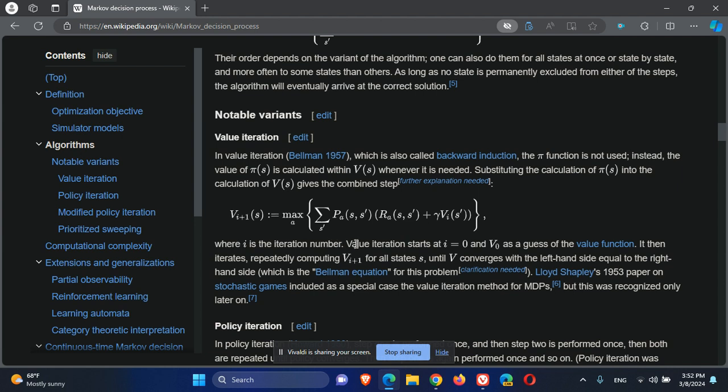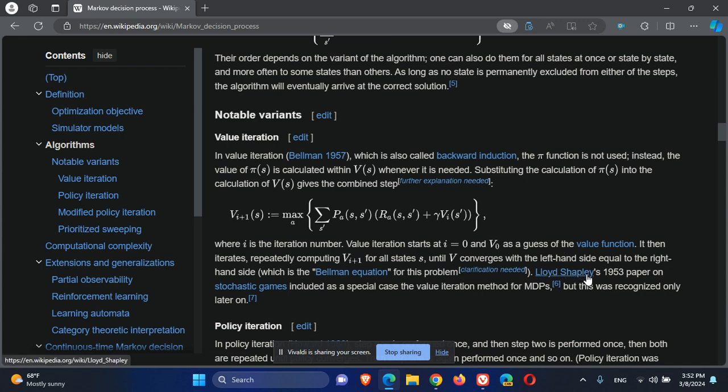Where i is the iteration number, so you can see how the iterations move. Value iteration starts at i = 0 and v0 as a guess of the value function. It then iterates repeatedly, computing v(i+1) for all states s until v converges, with the left-hand side equal to the right-hand side, which is the Bellman equation for this problem.